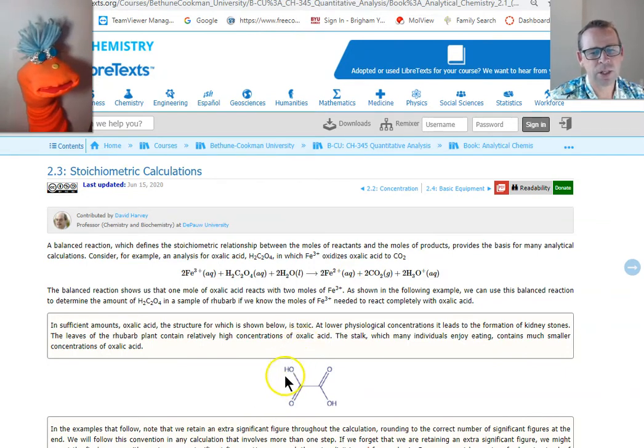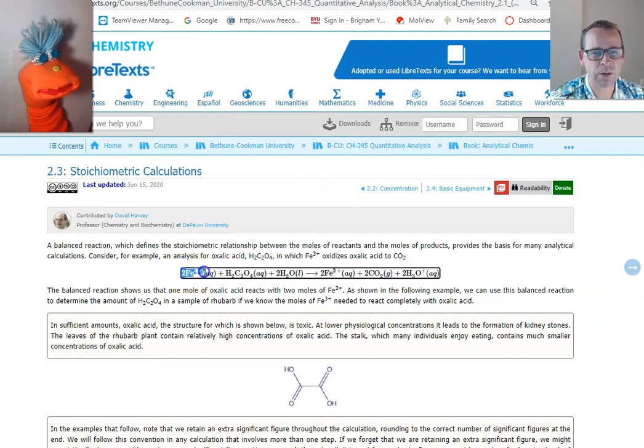So this oxalic acid, we can perform a titration or a reaction and find out how much of some solution of iron 3, right? That would be our standard. We would know the concentration of the iron 3, and we would find out how much oxalic acid we had by finding out how much iron 3 was consumed.